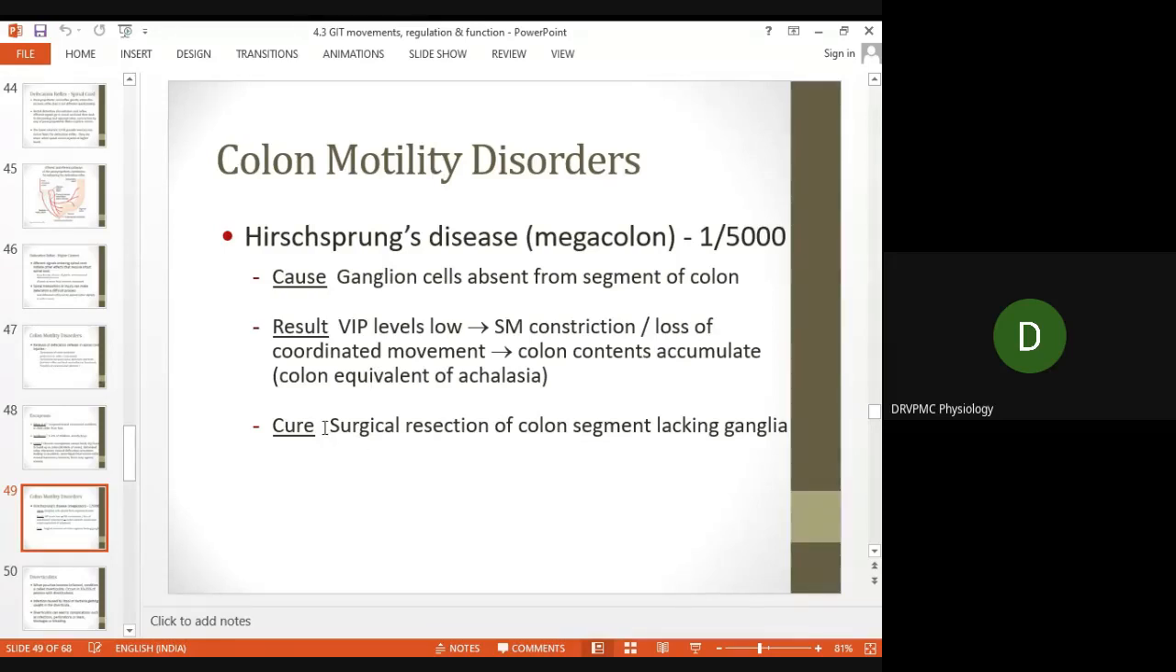How do you treat this? It is surgical resection of the colon segment which lacks the ganglion. You have to surgically remove that segment.